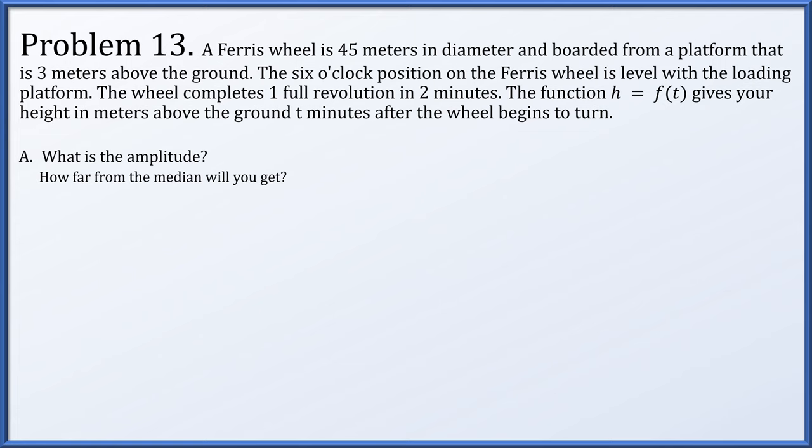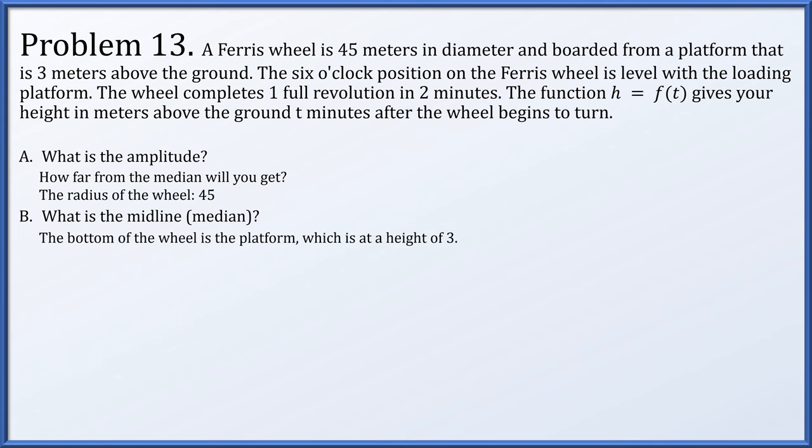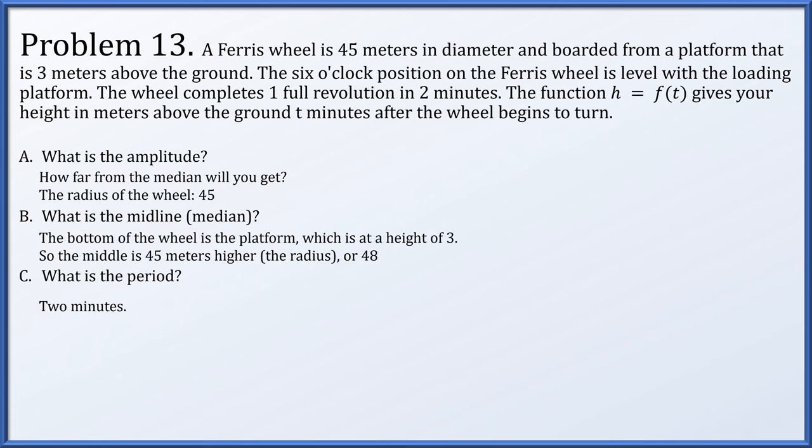So how far from the median height will you get? Well, if you're going around a wheel, the distance from the median you will achieve will be the radius of the wheel, which was 45. Next, what's the median? The bottom of the wheel is at the platform, which is at a height of 3. So the middle is 45 meters higher, 1 radius, or 48 meters. Next, what's the period? We were simply told 1 full revolution in 2 minutes, so that's the period.